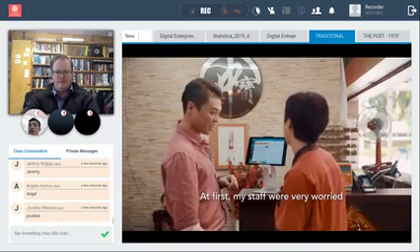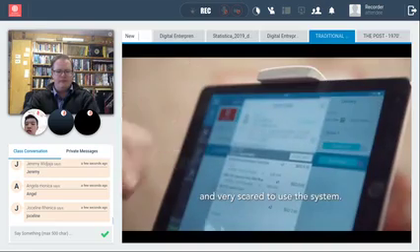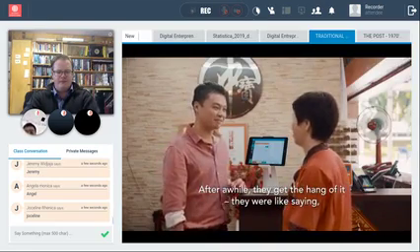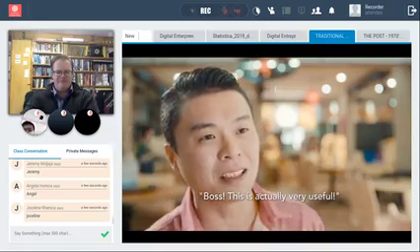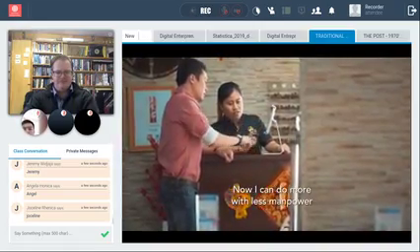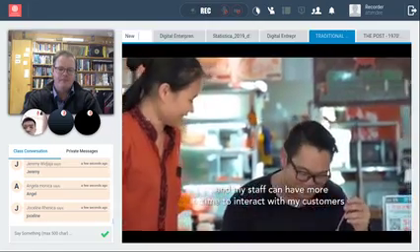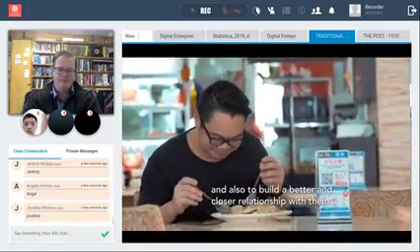At first, my staff were very worried and scared to use the system. After a while, they got the hang of it. They were like, "Wow, boss, it's actually so easy to use." Now I can do more with less manpower, and my staff can have more time to interact with my customers and also to build a better, closer relationship.